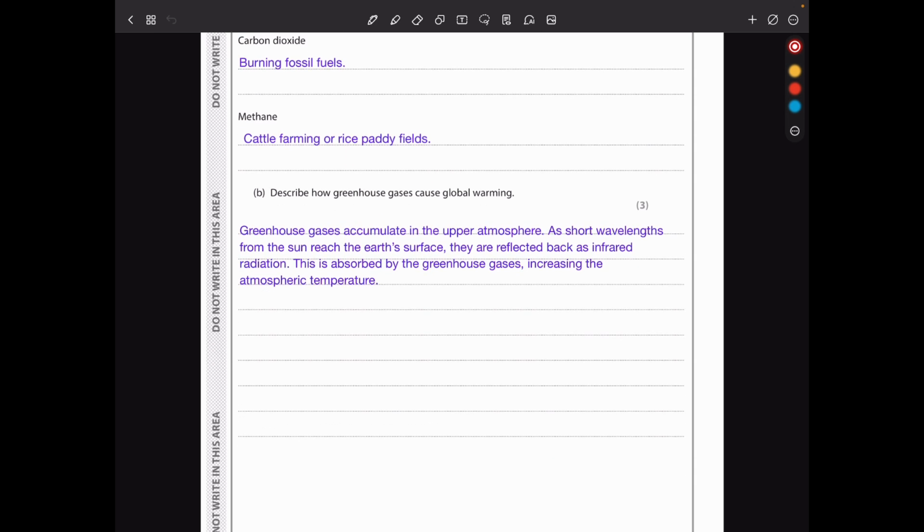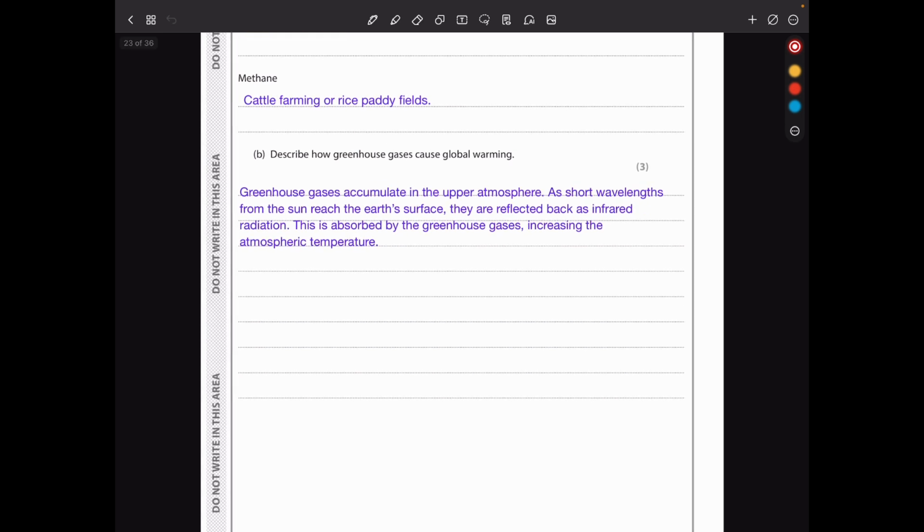And then they say describe how greenhouse gases cause global warming. This occurs when the short waves from the sun reach the surface of the earth. They'll be reflected back as infrared, which is longer, and these are going to be absorbed by the accumulated greenhouse gases in the atmosphere, keeping the heat closer to the surface of the earth. So I said greenhouse gases accumulate in the upper atmosphere. As short wavelengths from the sun reach the earth's surface, they are reflected back as infrared radiation, and this is absorbed by greenhouse gases, increasing the atmospheric temperature.